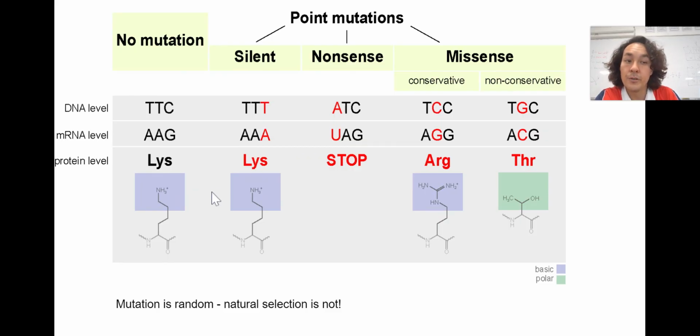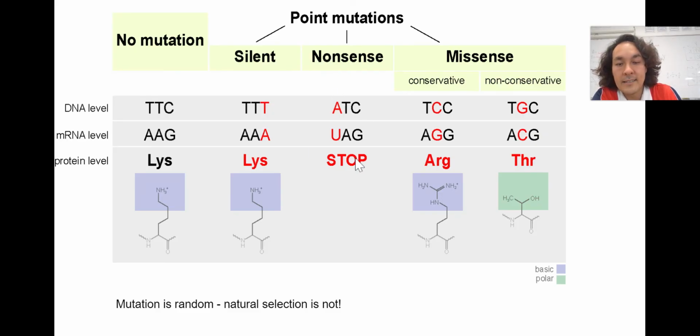Well, due to the wobble hypothesis and due to the degeneracy of the genetic code, both of these will code for lysine. This is called a silent mutation because the amino acid hasn't changed. It will have no effect on the protein, but this could be passed down, right? If this happens in a germline cell that's going to give rise to a gamete, a sperm or an egg, it can be passed down to the next generation.